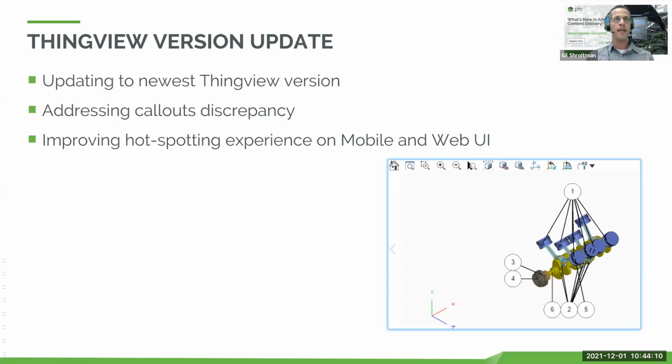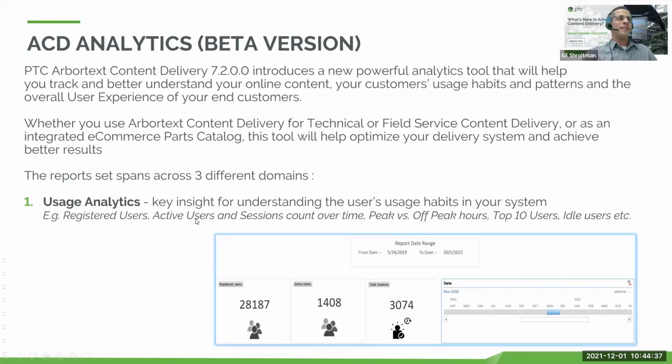The next highlight of 7.2 is going to be some improvement that we made along the lines of the 3D illustrations viewer or Thingview version update. We have aligned, improved, and corrected some of the collage discrepancies that had been introduced in earlier versions, and improved some of the hotspots experience, especially on mobile and web graphical user interfaces.